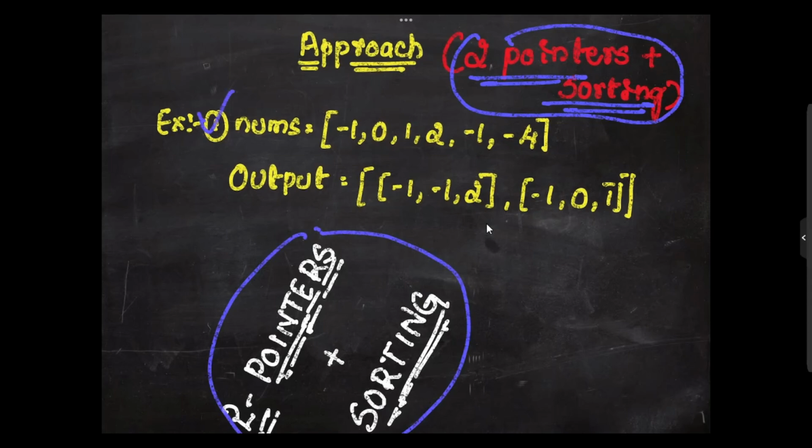I have considered the first example that they have given in the question so that it will be easier to understand. We have already discussed this one. So we have to return all the triplets that will lead to the solution 0, right?